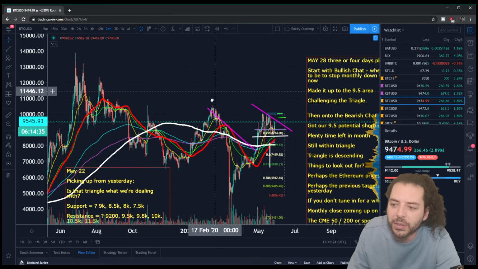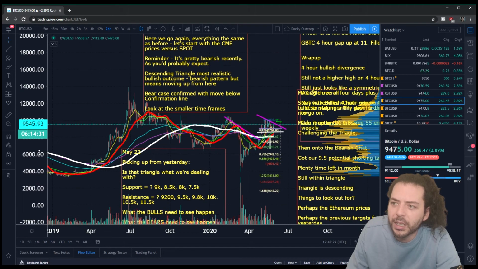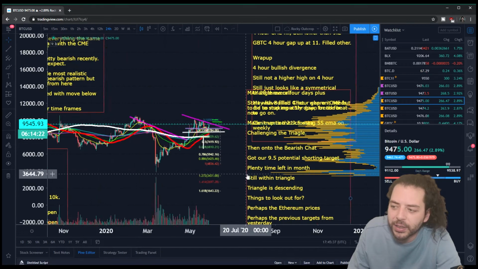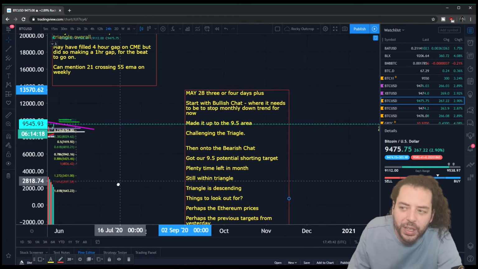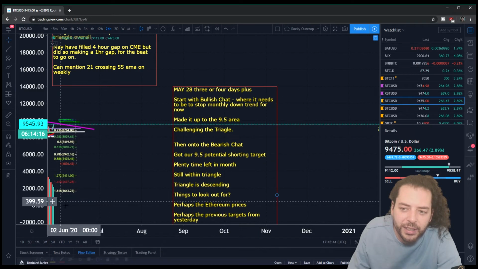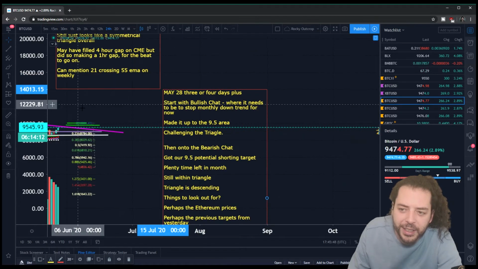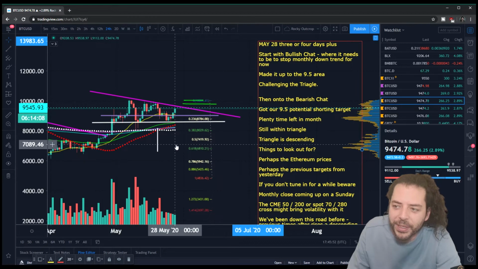where is that in the show notes? Here, descending triangle, most realistic bullish outcome, bearish pattern, but means moving up from here, right? Okay, so like, that type of chat. So in a sense, it's bullish, like we talked about at the start of the show. Sorry about this, I really don't handle moving around the chart very well at all here, looking very amateur. Okay, whatever.